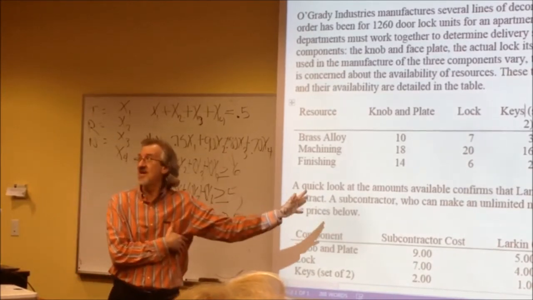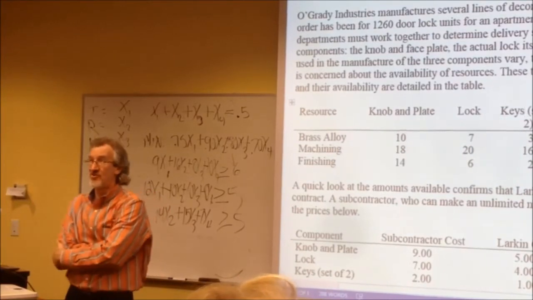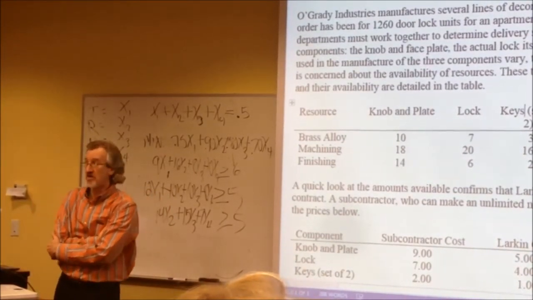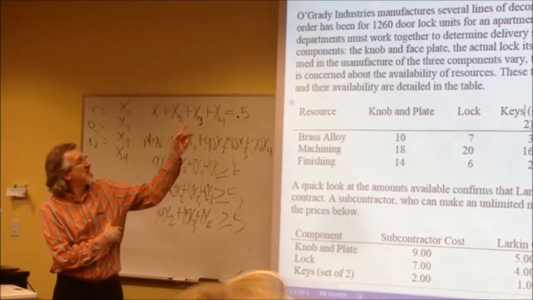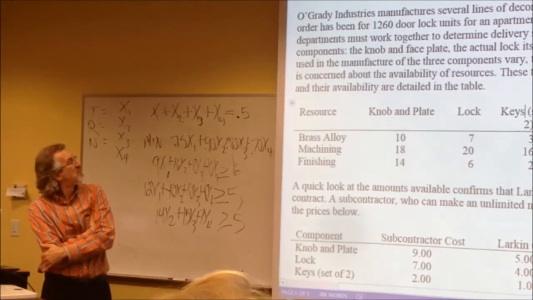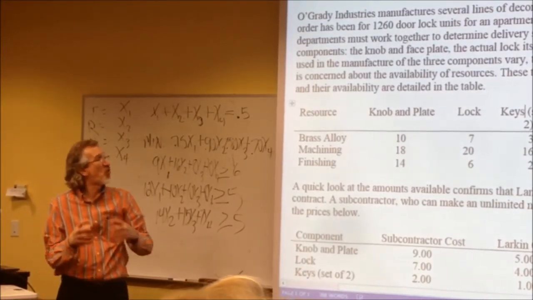This homework, for you to understand it, is why we left just this exact amount of time to talk about it. So you are not just going nuts over the weekend. You ready? It looks hard at first. I'm going to break it down for you. O'Grady Industry manufactures several lines of decorative and functional metal items. The most recent order has been placed for 1,260 door lock units.